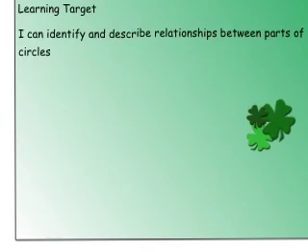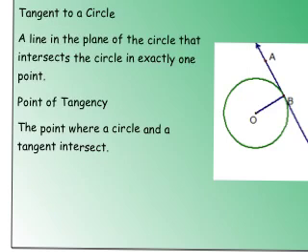In this video, we're going to look at the relationships between parts of circles. More specifically, we're going to look at properties of tangents. A tangent line to a circle is a line that is just going to touch the edge of the circle. It's going to cross the circle in exactly one point.